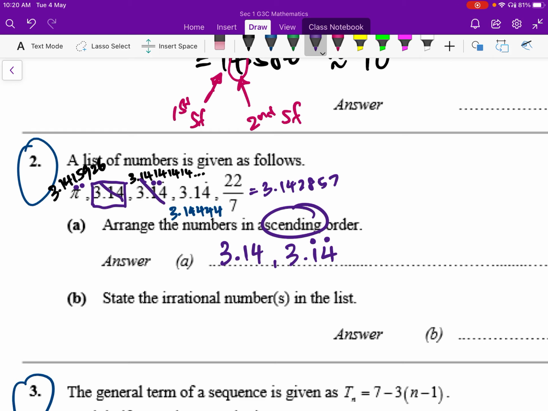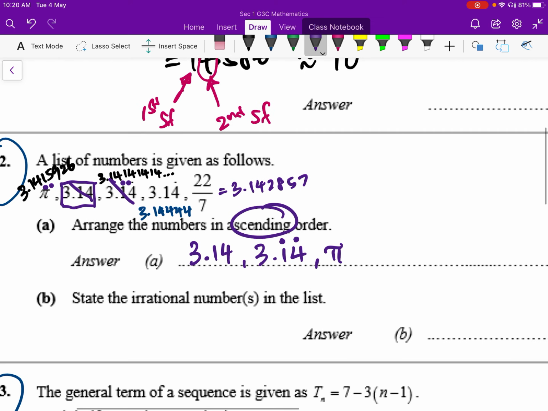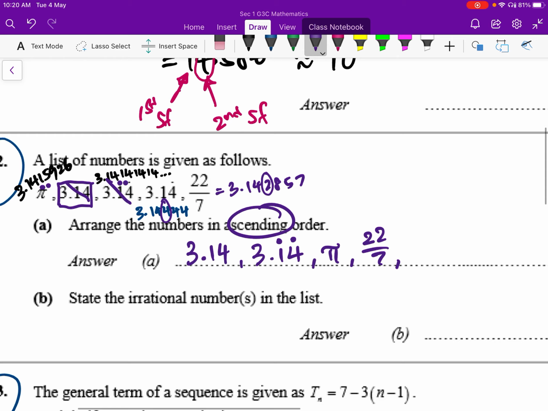Now we're done with this. That brings us to pi already. And the next one will be 22 over 7, because the third decimal place is a 2 versus a 4 over here. So 22 over 7, and finally 3.14 recurring. Okay, any questions? Seriously, it's just comparing numbers only. Why do you all shock me by not being able to do this properly?